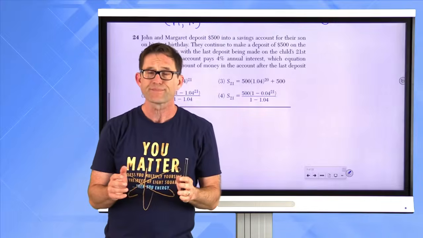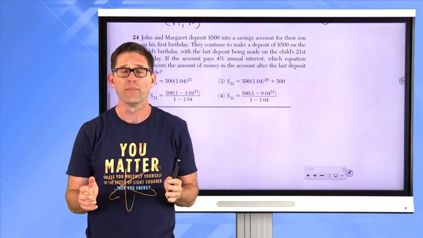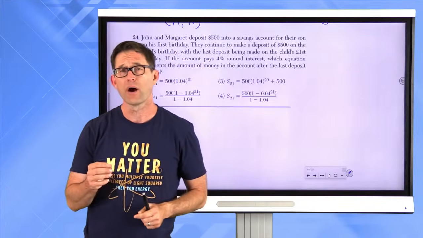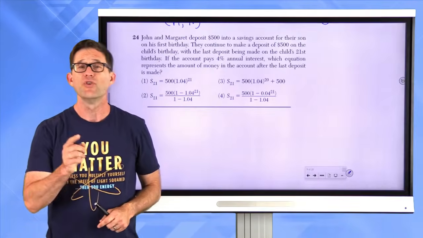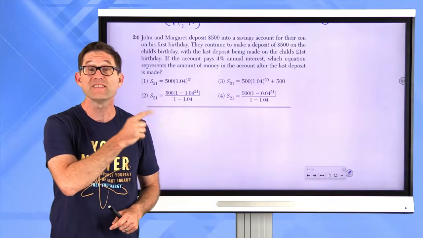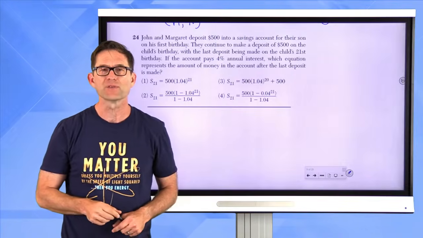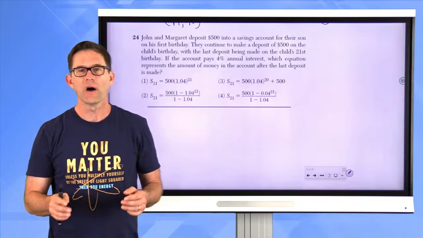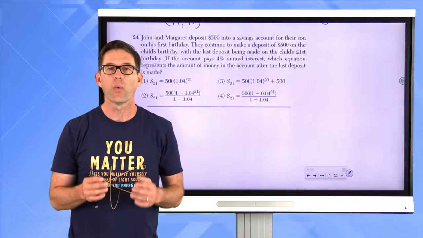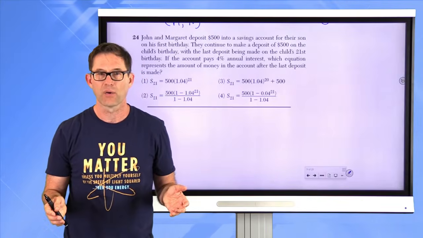All right. It's actually a pretty tricky problem. We have an entire lesson in our Common Core Algebra 2 curriculum devoted to literally this exact thing, basically. All right, so how do we think about this? Well, here's one of the keys. John and Margaret actually make 21 deposits, okay?